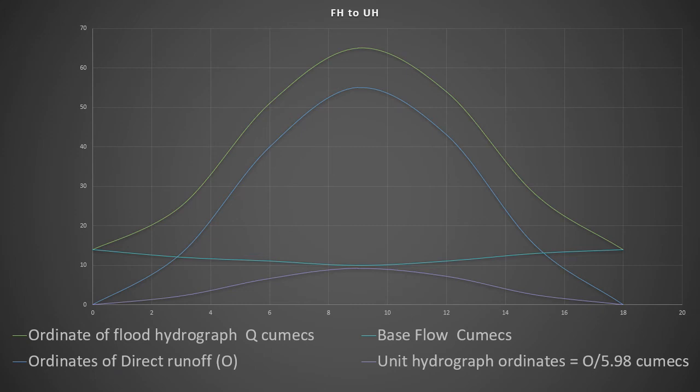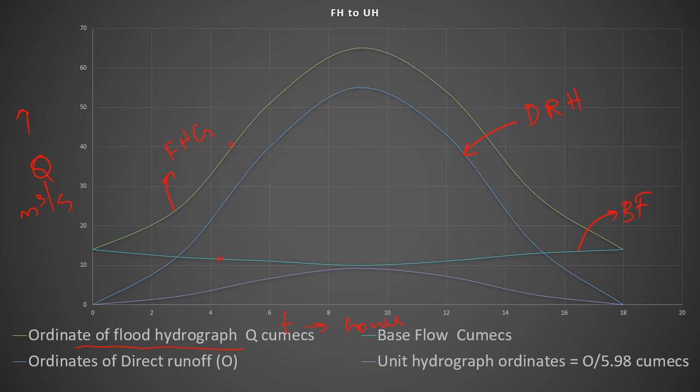Okay, this is a plot of the hydrograph that we have constructed just now. We have discharge on the y-axis in meter cube per second and time on the x-axis in hours. So this is the flood hydrograph, and this line is the base flow. Now the direct runoff hydrograph is obtained by subtracting the base flow from the flood hydrograph.